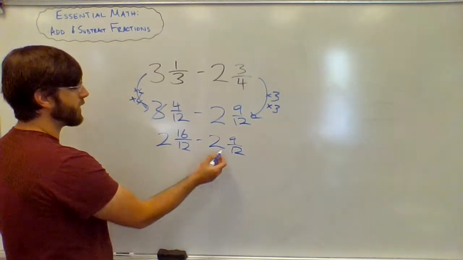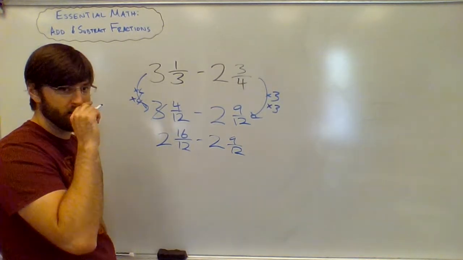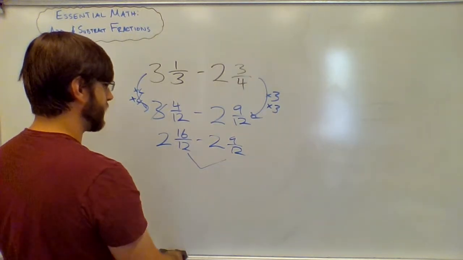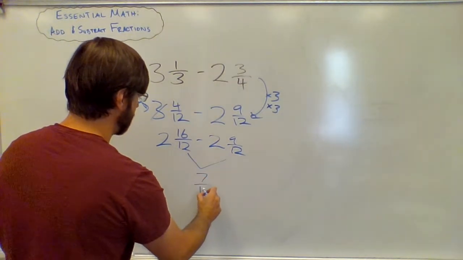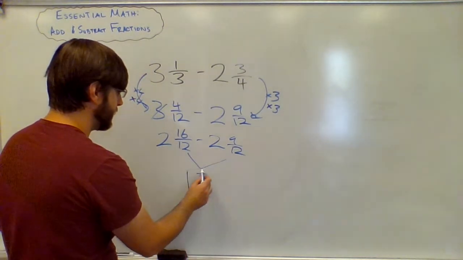So I've got 2 minus 2. Oh, that's nothing. And 16/12 minus 9/12, oh, I have an instinct that I've made a mistake, but maybe I haven't. I don't know. That's 7/12. So there's 7/12 left over.